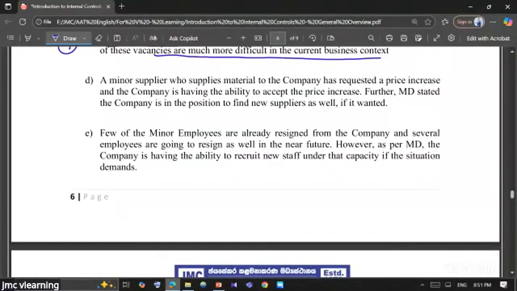Fourth one. A minor supplier who supplies materials to the company has requested a price increase, and the company has the ability to accept the price increase.